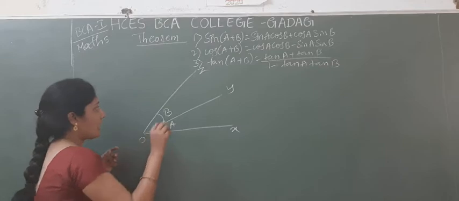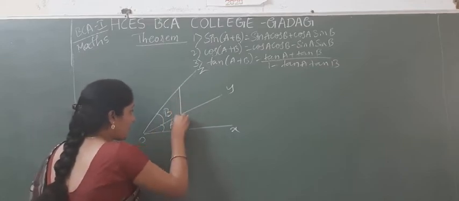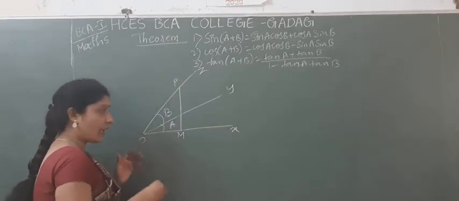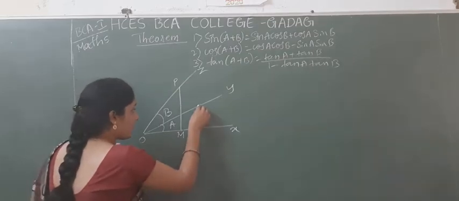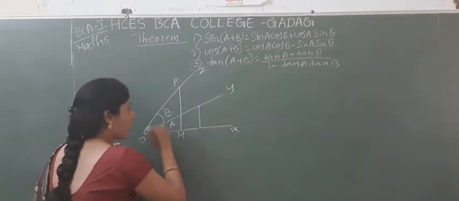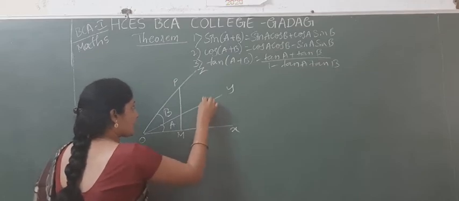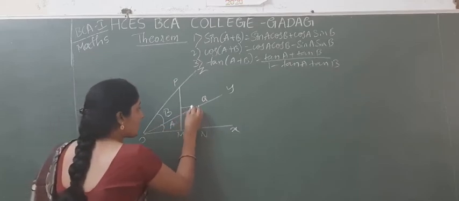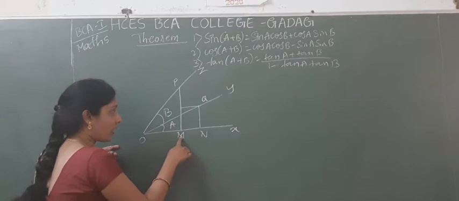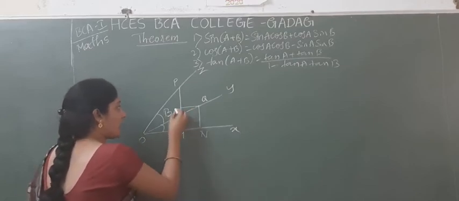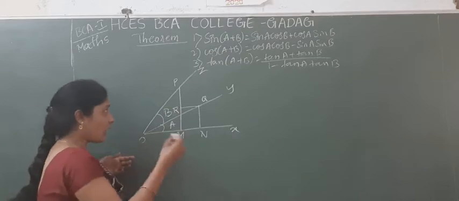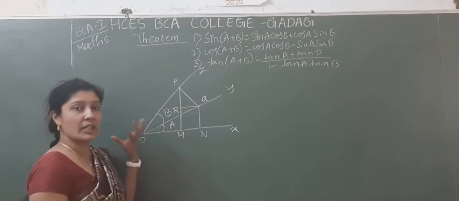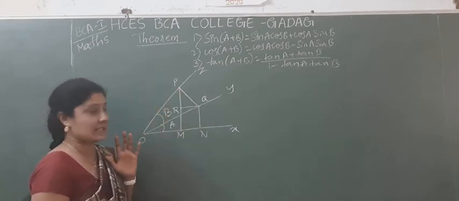Now, in this, draw a line which is perpendicular to OX, and this line is PM. Now draw one more line which is perpendicular to OX from OY. This is QN. Now draw a line perpendicular to PM and parallel to MN, and name this R. Now join PQ. So this is the diagram we need for the proof of this theorem.